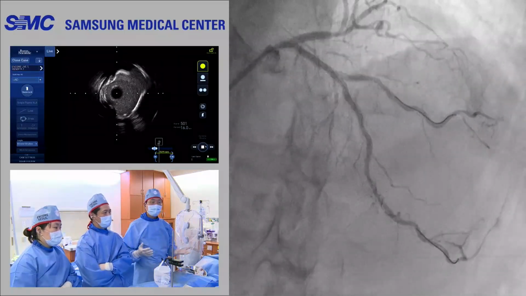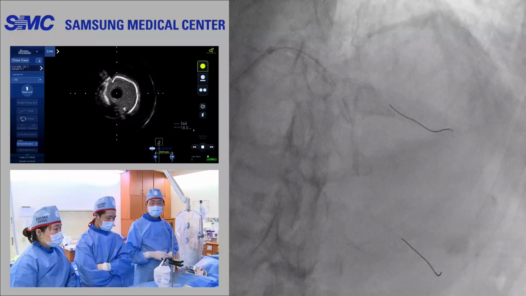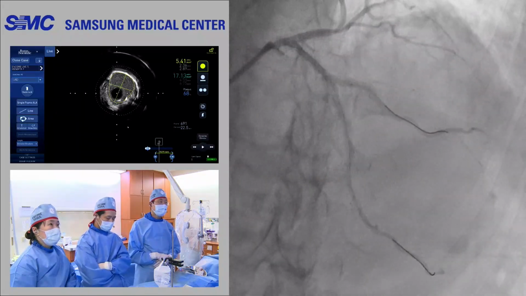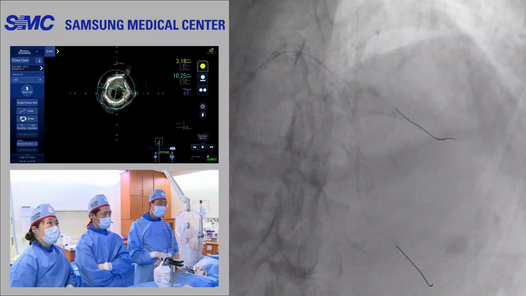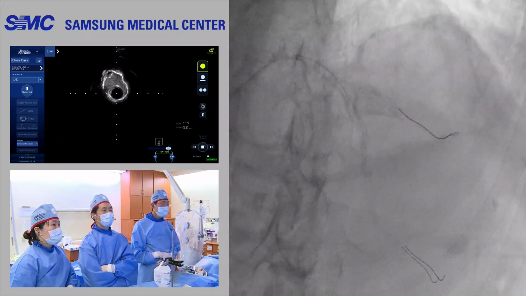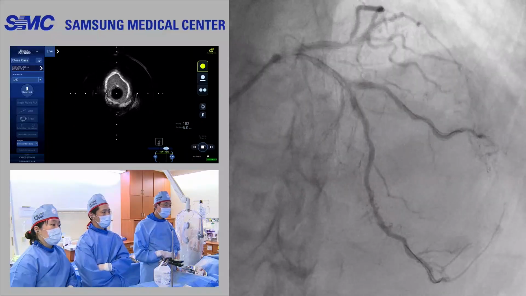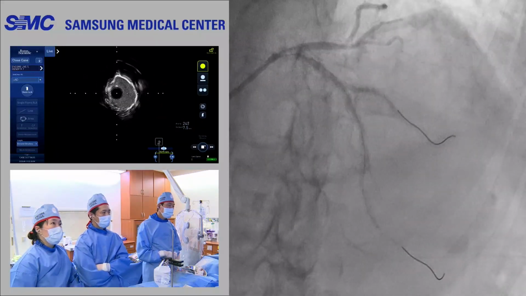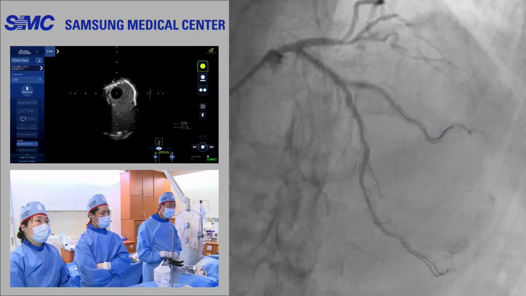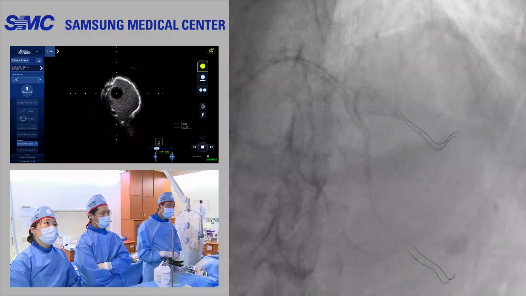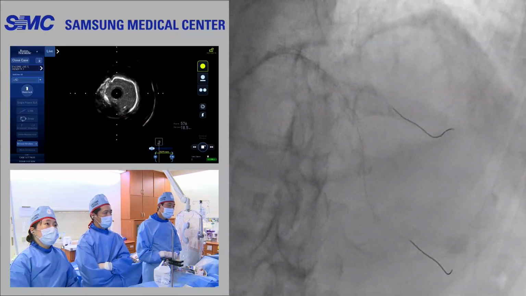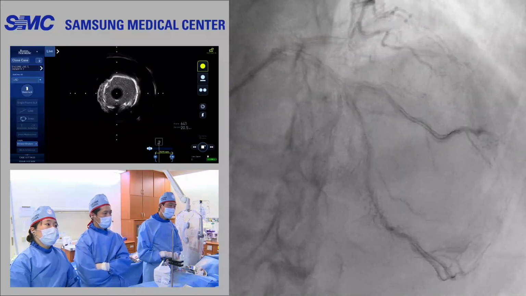Dr. Kim, I'd like to hear the opinion of the other panels. What do you think? In this view, we cannot see definite dissection. But to save the dye, we cannot check the lesion from another angle.